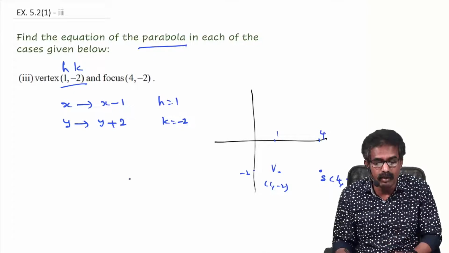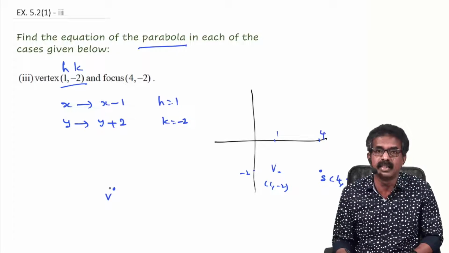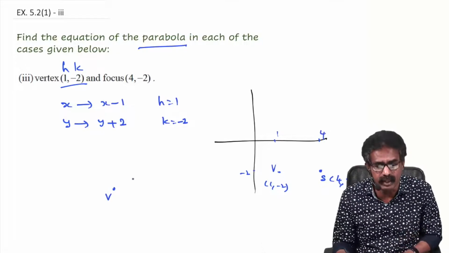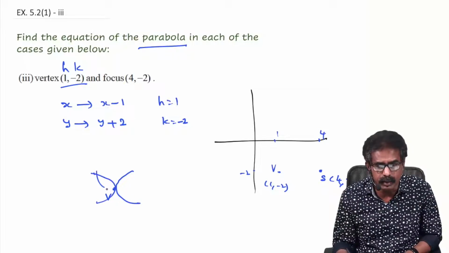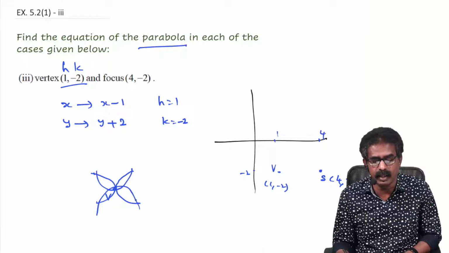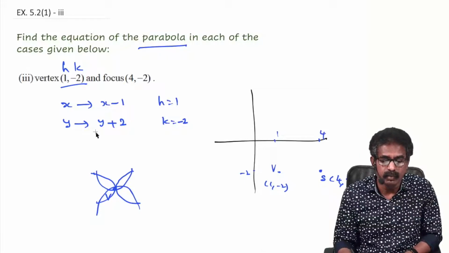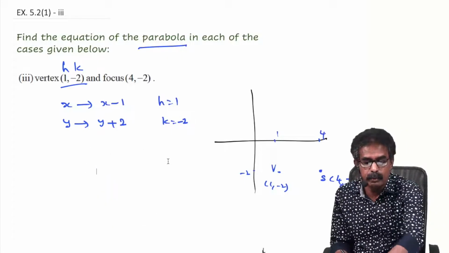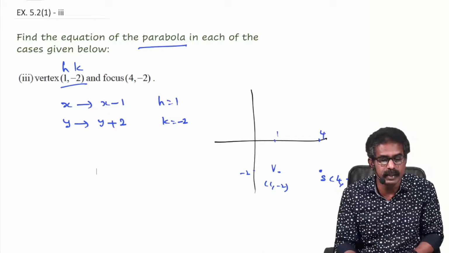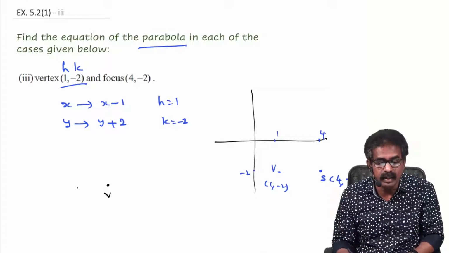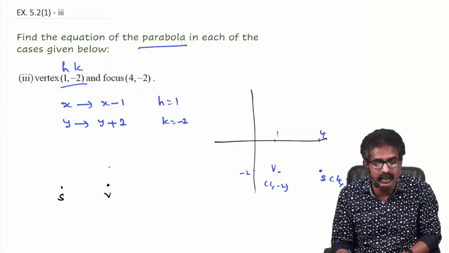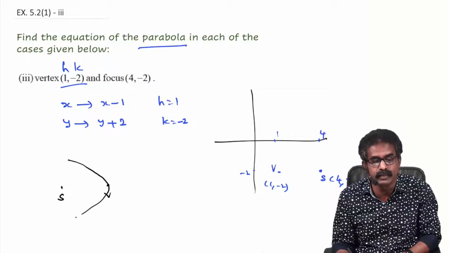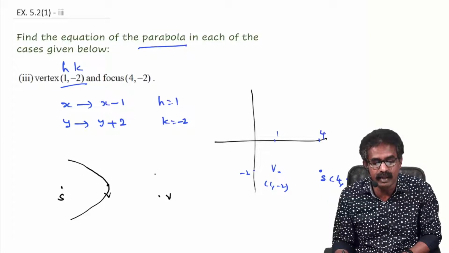If you know the vertex alone, you can't say which type. It can be any of the 4 types, right? Vertex is given. It can be the first type, or the second type, or the third one, or the fourth one, right? But vertex is given, please listen, vertex is given and the focus also given. Suppose focus must be inside the curvature, then the diagram should be like this. If vertex is given and focus is like this, then the curve will be like this.